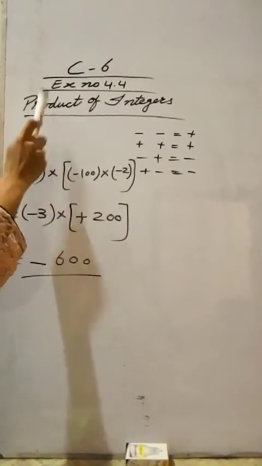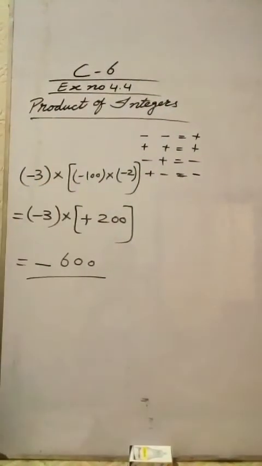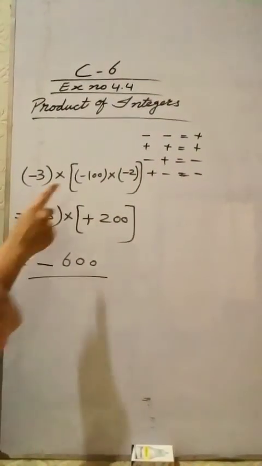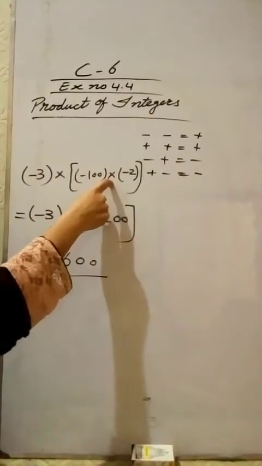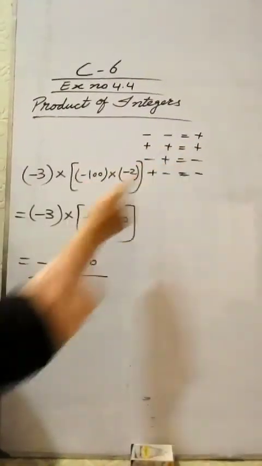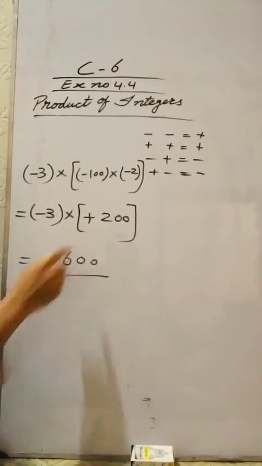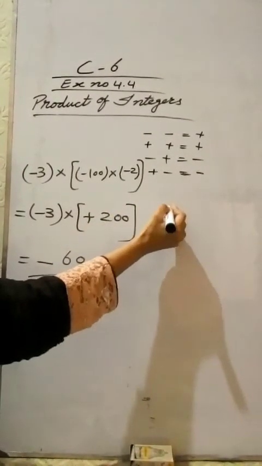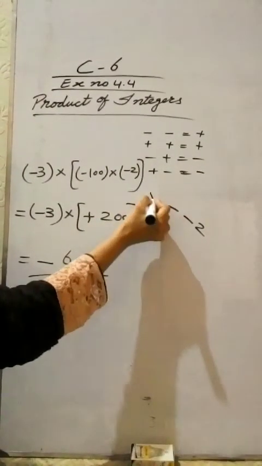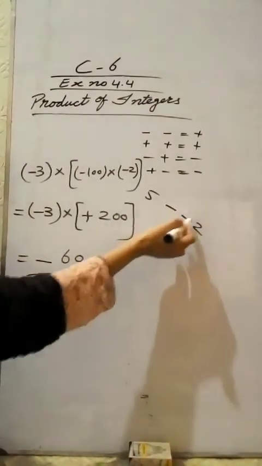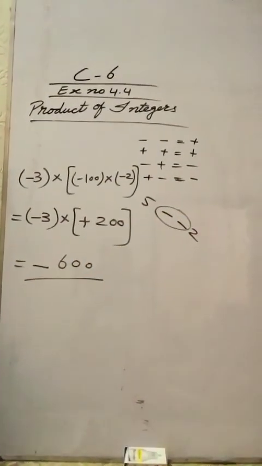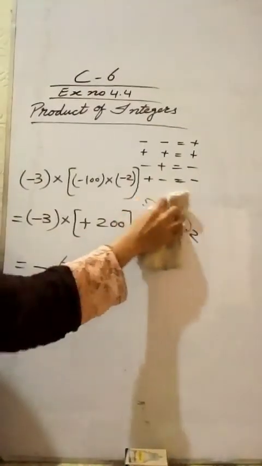So these are the steps for solving the product of integers. Product means multiply, and integers are the combination of positive and negative values. When the signs multiply, the sign will change. In the answer, we need a single sign. There is no meaning of minus minus 2 with 5, so we need to write a single sign. That's why we multiply and change the sign.